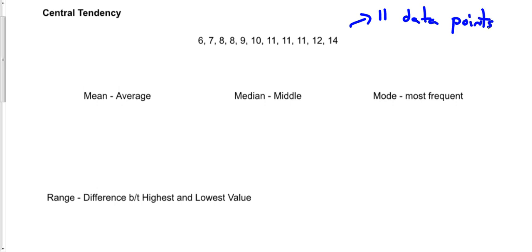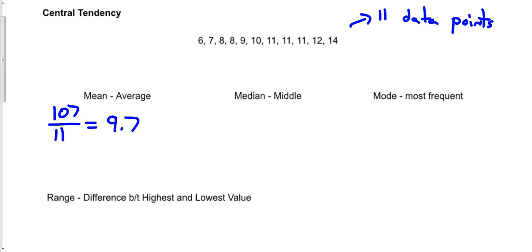If I want to figure out the mean, what I need to do is add all of those data points together and then divide by the total number of data points. So if I add all those numbers together, 6 plus 7 plus 8 plus 8 plus 9 plus 10 plus 11 plus 11 plus 11 plus 12 plus 14, it gives me a total of 107. So I take my total divided by the number of data points. I've got 11 data points, and so my average, or my mean, is going to be, in this case, approximately 9.7.